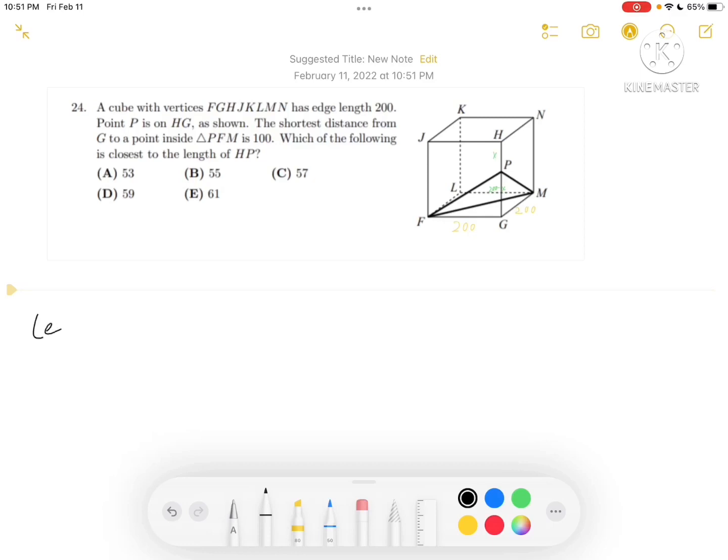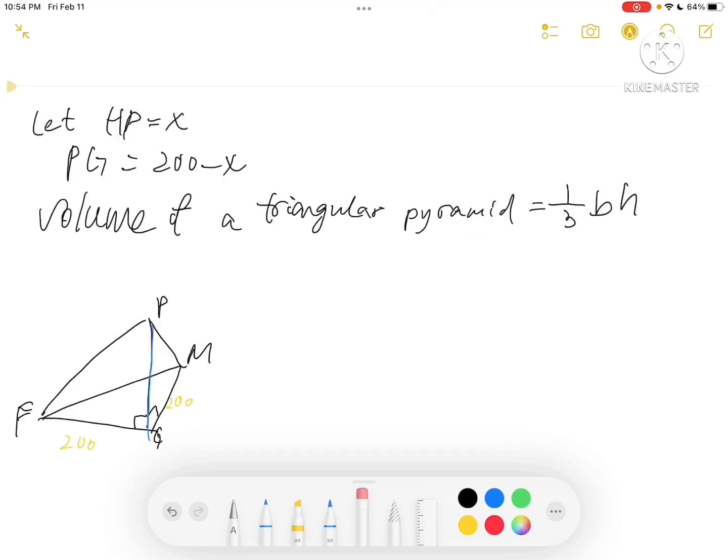First of all, let's let HP equal X. Because a cube is basically like a square on 6 sides, each side has a length of 200. So HG is equal to 200, so PG is just 200 minus X. An easy way to tackle this problem is to consider the triangular base pyramid F, G, M, and P, and to calculate its volume in 2 different ways, set them equal, and then solve for X.